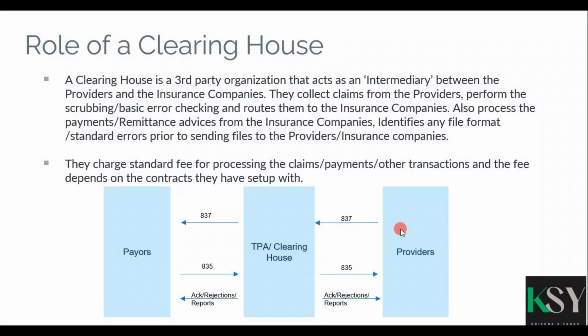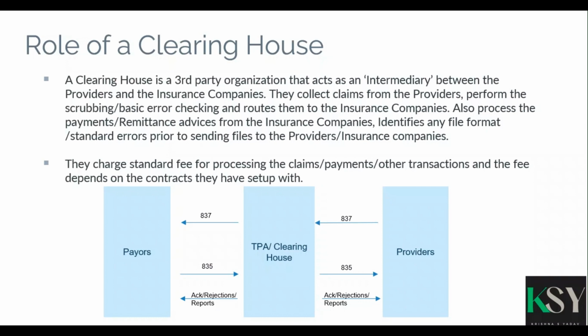So a clearinghouse is a third party which basically acts as an intermediary between the providers and the insurance companies. They collect the claims from the providers, perform the scrubbing, and route them to the insurance companies. And in return, they receive the payments or the advices from the insurance companies, and again they do basic scrubbing there, and then they send those files back to the providers.